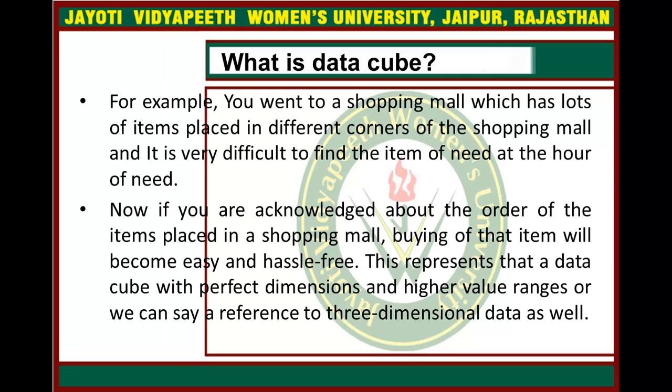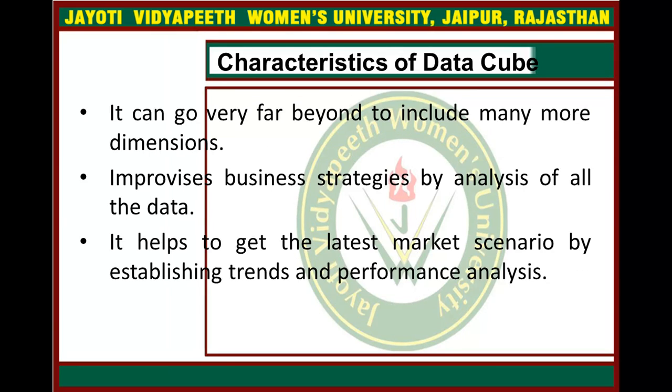Now if you are acquainted with the order of the items placed in the shopping mall, buying that item will become easy and hassle-free. So this represents a data cube with perfect dimensions and higher value ranges, or we can say a reference to three-dimensional data as well. Now come to the characteristics of data cube.